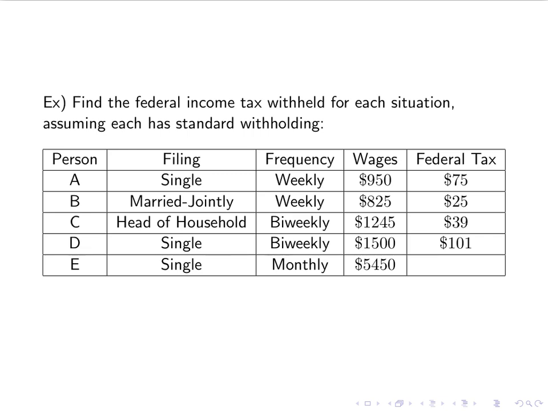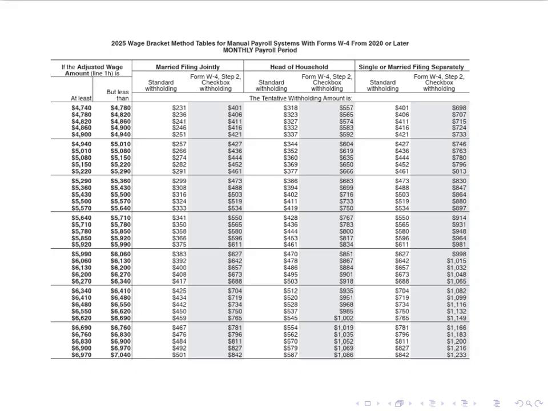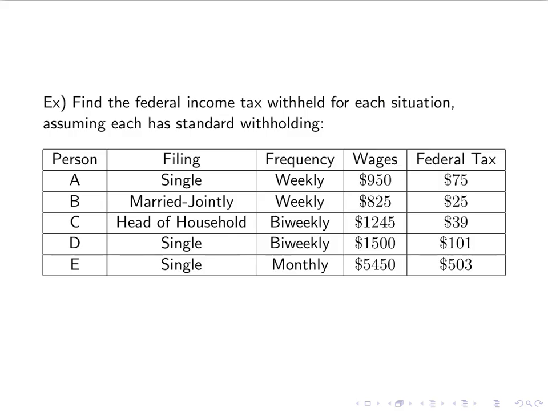And then the last one, single monthly, $54.50. So we'll go to the table that is monthly. So now we see a monthly one. Notice these numbers are all a lot bigger. And then it was filing single, and again standard. So we're going to look in this column. And then we want to find $54.50 on the wages. So $54.50 will be right here between $54.30 and $5,500. And if we go over, that is $503. So we have $503 there.